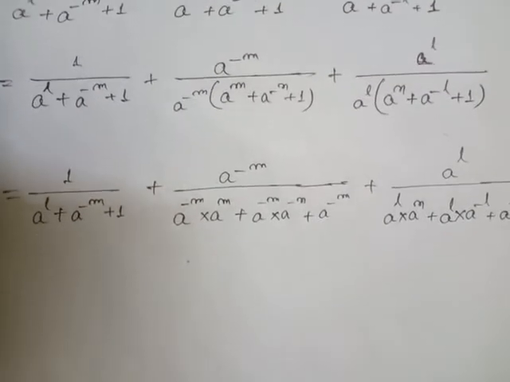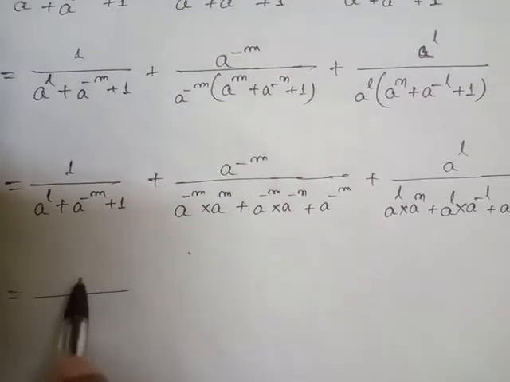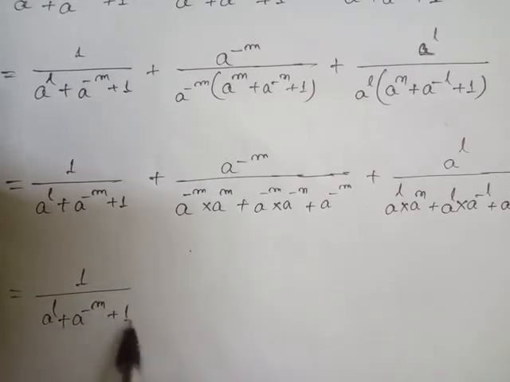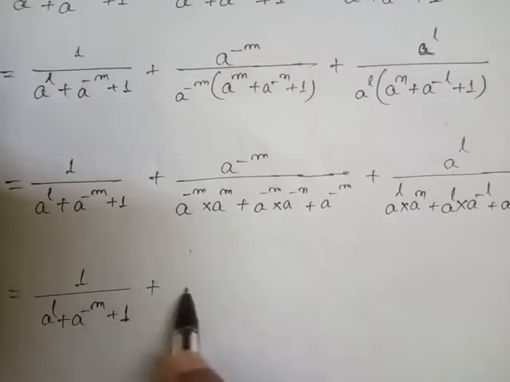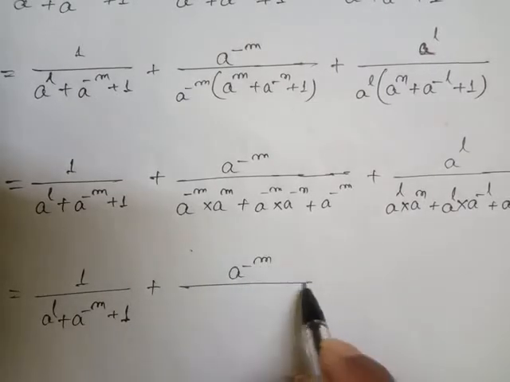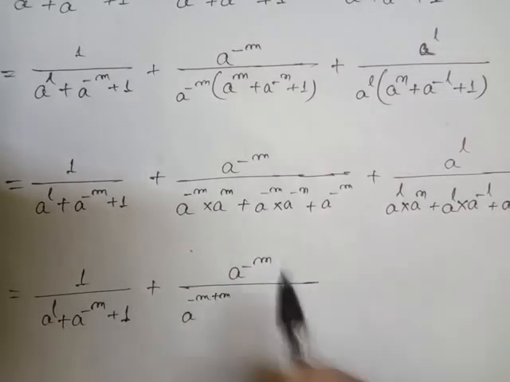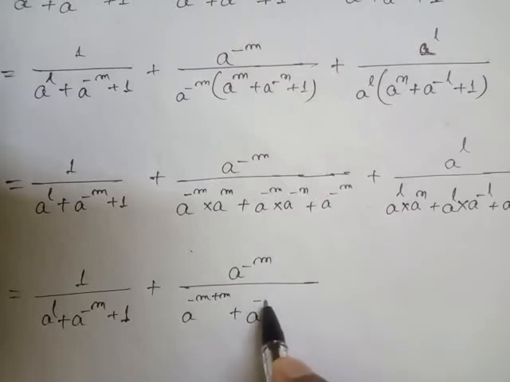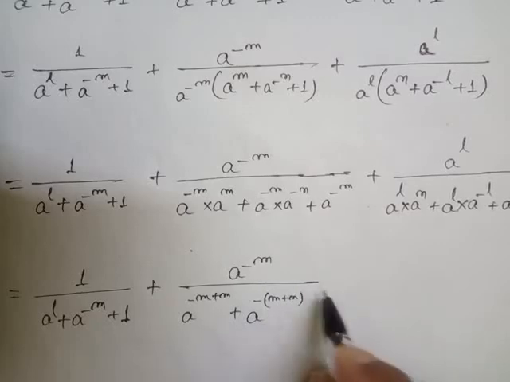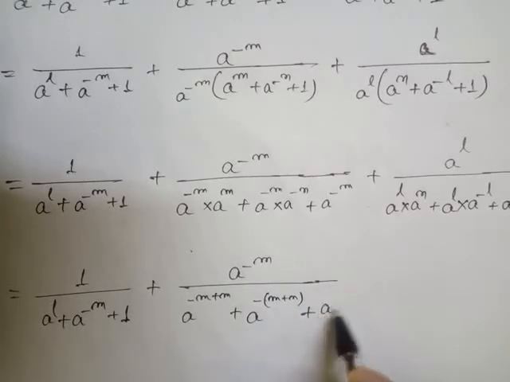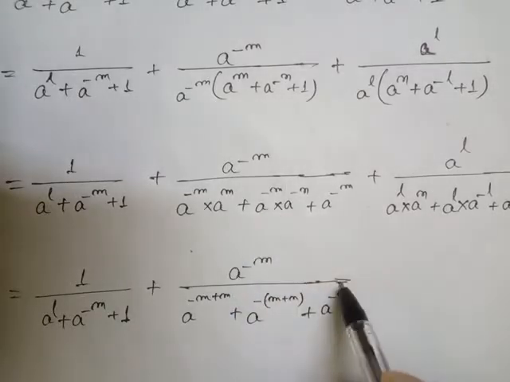Look here, this will remain the same, that 1 by a to the power l plus a to the power minus m plus 1, and plus here a to the power minus m. Now if base same, powers should be added, minus m plus m, and here also a to the power minus m minus n, if I take minus common, then minus (m plus n) here. And next one would be plus a to the power minus m. This is for the second part.